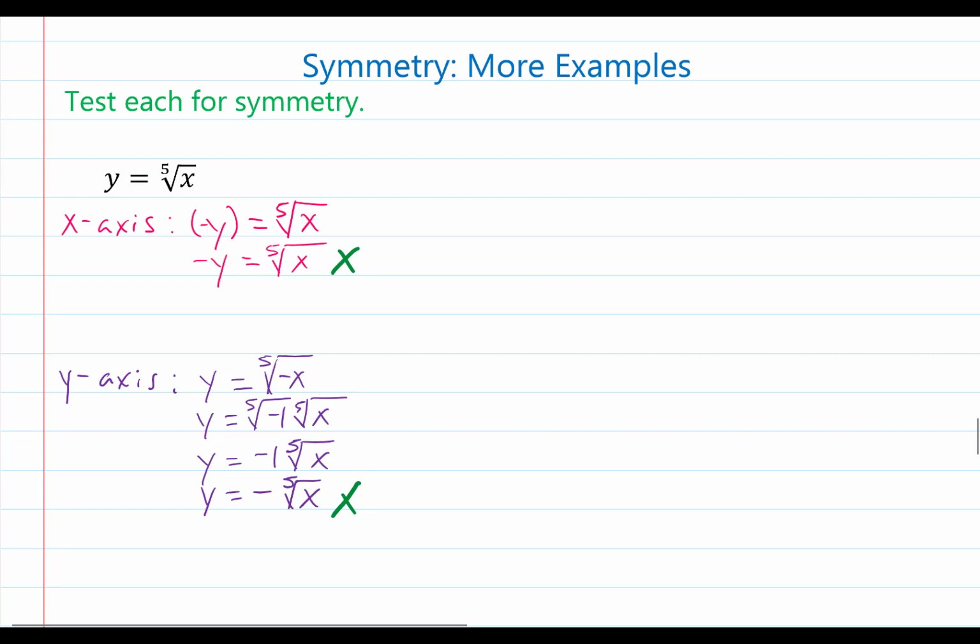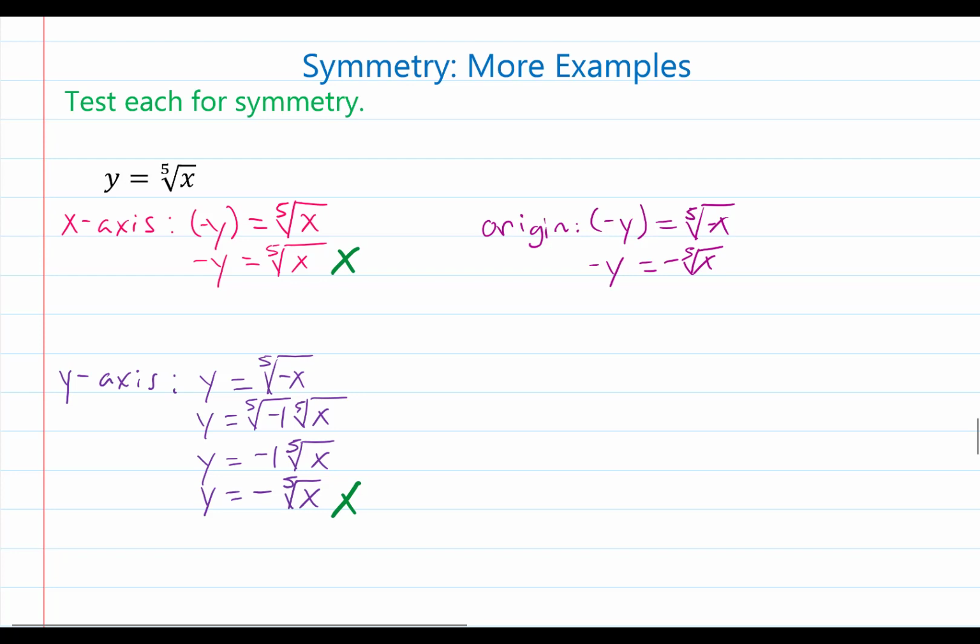Now let's go to our last test, which is symmetry with respect to the origin. So for the origin, you're going to replace y and x with negative y and negative x. So this becomes negative y is equal to the fifth root of negative x. Well, as we saw with the last two tests, on the left side, there's nothing I can do, so I'm just going to rewrite it as negative y. And on the right side, as we saw with the test for symmetry with respect to the y-axis, this is equal to negative fifth root of x.